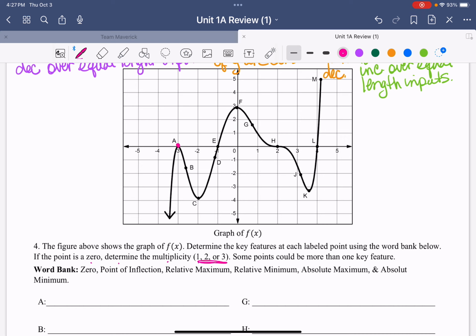A is a relative maximum, so this is a relative max. It is also a 0, and since it bounces off, it is tangent to the axis, that means that we have to have an even multiplicity. Okay, just by looking at the graph, we don't know what that multiplicity is. But if my only choices are 1, 2, or 3, then my multiplicity would have to be 2.